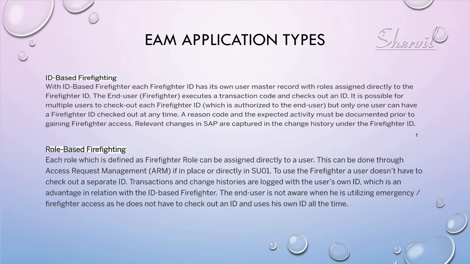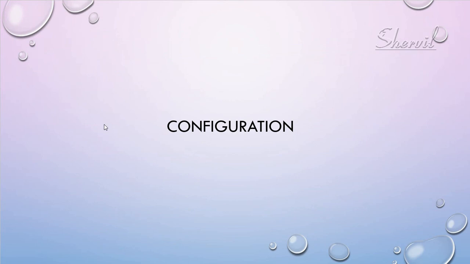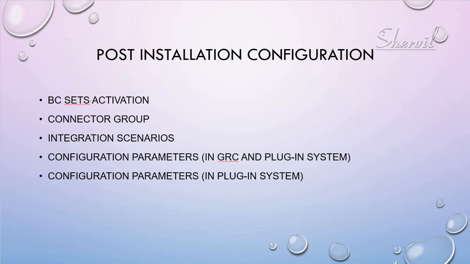Let us go and see what we need for configuring this EAM. We'll go through a brief overview of the steps that we would need to perform in order to configure and use EAM. After the GRC system is installed, as a post-installation step, you need to activate certain BC sets related to EAM. That is one of the first things that you do.